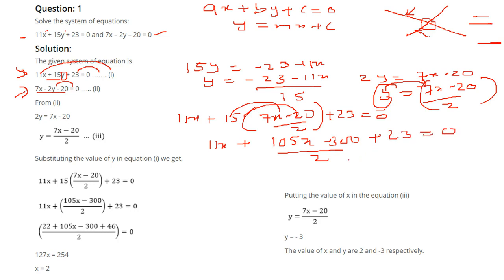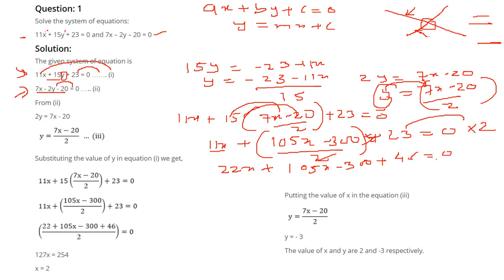Now the next step is that we don't want anything in the denominator. If it is there, we need to get rid of the number in the denominator. The best way is to multiply the whole equation, every term, by 2. So when we multiply the equation by 2, we are multiplying each and every term by 2. Let us multiply 11x by 2, that is 22x. When we multiply this term by 2, the 2 gets cancelled, and we are left with 105x minus 300. Then 23 into 2 is 46.